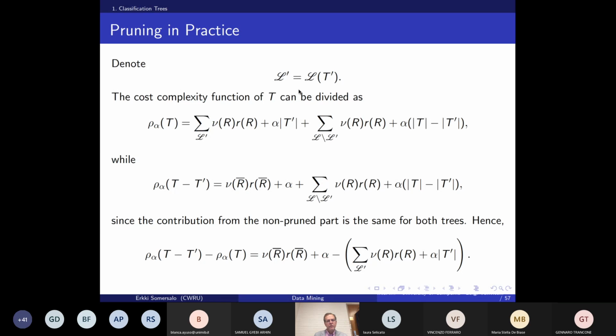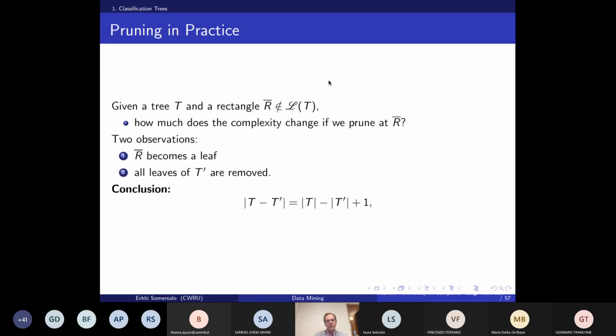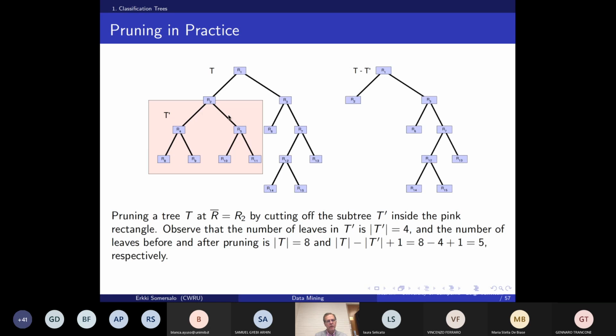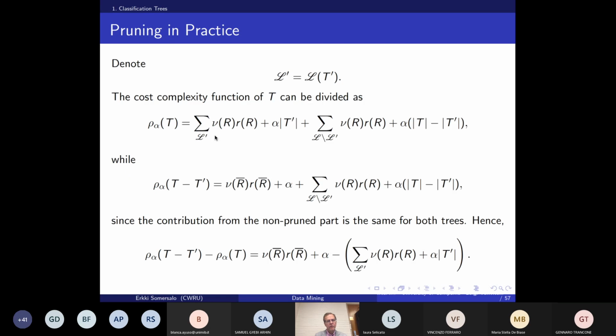Suppose I have this situation: I have a tree T and then I have a T prime tree. So I'll go back to this picture. T prime is this smaller tree where I have chosen one node, in this case R2, and the tree that is growing from that root is T prime. T prime is the tree that is below my selected node, and I'm denoting by L prime the set of leaves in that tree that I'm cutting off.